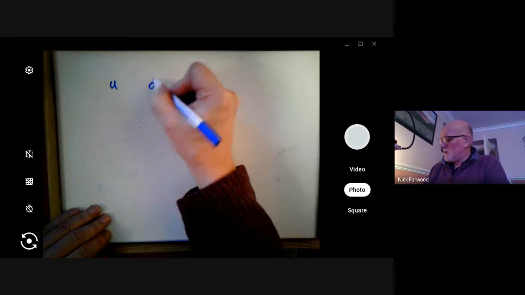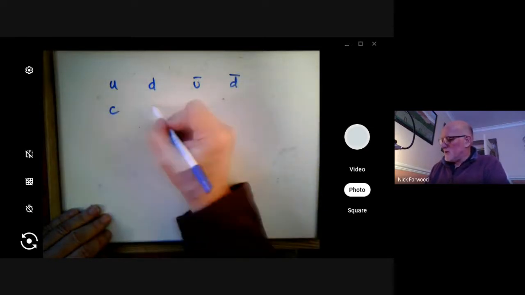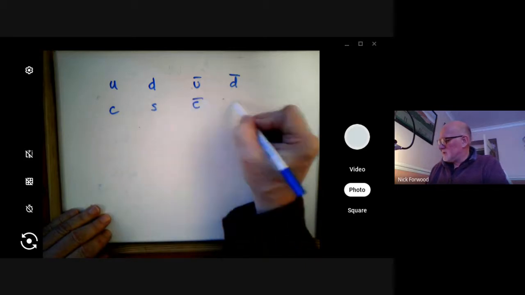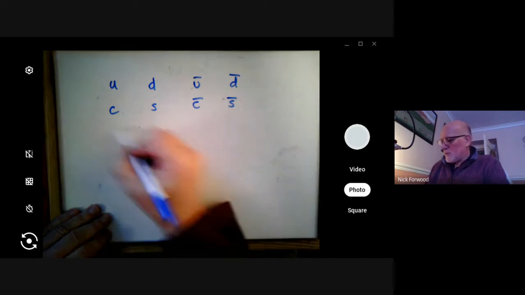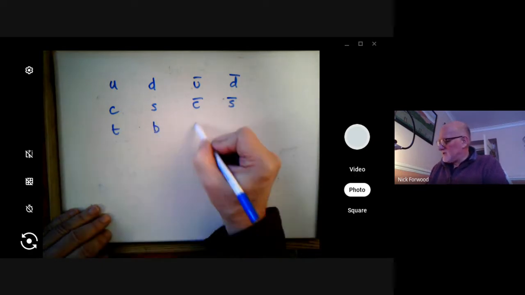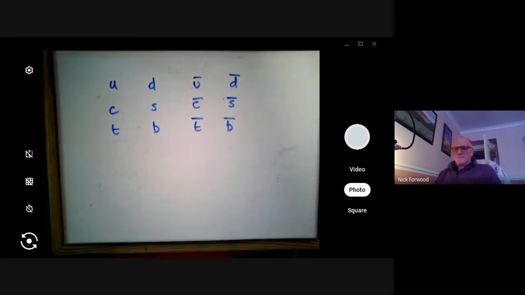Okay, one last thing about charges. I've rubbed that table out there, but I'm just going to redo that slightly bigger. Up, down, anti-up, anti-down, charm, strange, anti-strange, anti-charm, top, bottom, anti-top, anti-bottom. There's our 12. Nice and symmetrical.